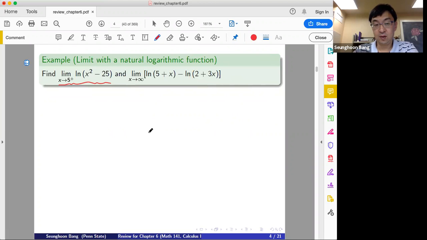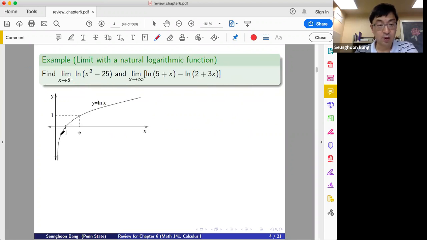So let me see. We can use the graph of ln of x. First one: x approaches 5 from the right. What happens to x squared minus 25? It approaches 0. You can plug 5 in here: 25 minus 25 is 0.